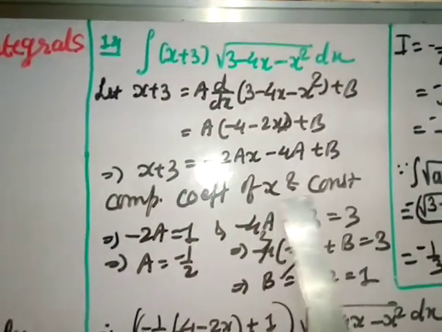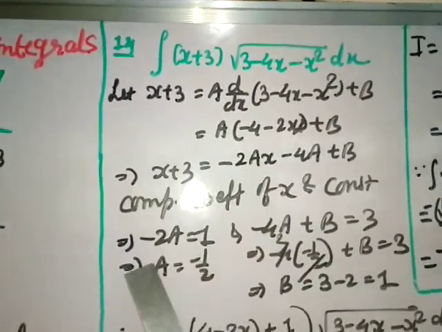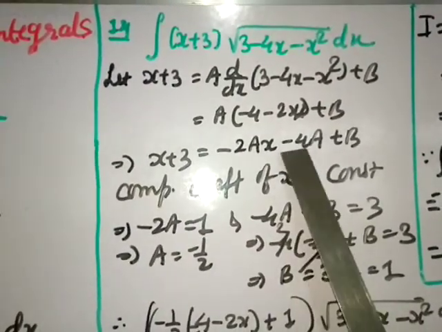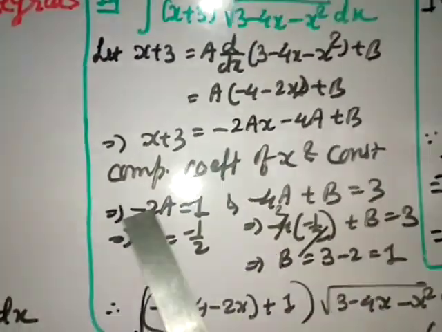Comparing the coefficient of x and the constant term. Here the coefficient of x is minus 2a, equal to 1 on this side, so minus 2a is equal to 1. And the constant term is minus 4a plus b equal to 3. Minus 4a plus b equal to 3. Minus 2 transfer.